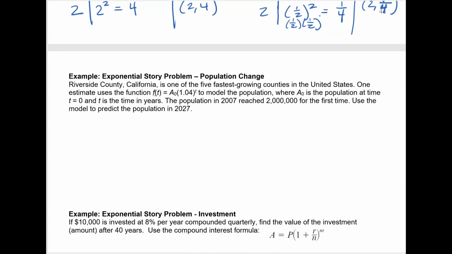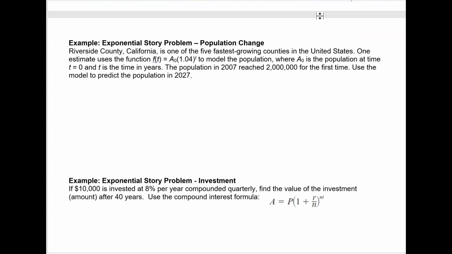So let's just go ahead. We've got 2 more problems here. I know this is a long video, but I want to get these done too. So we've got 2 story problems. And this first one, it gives us this function to model population.